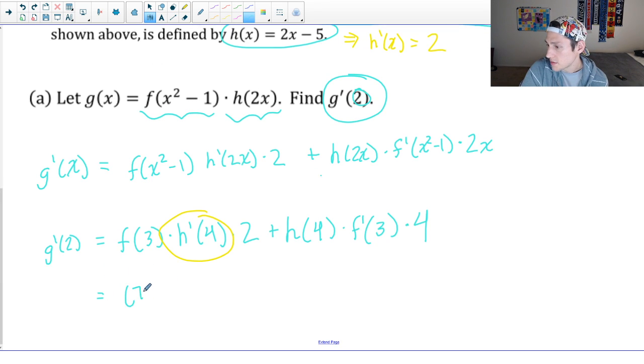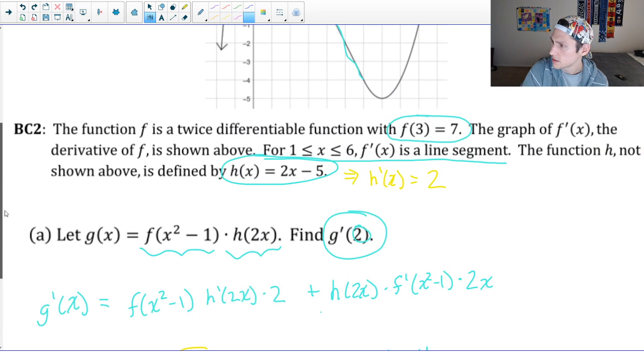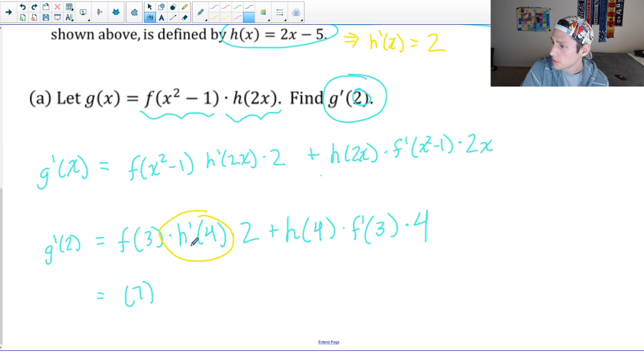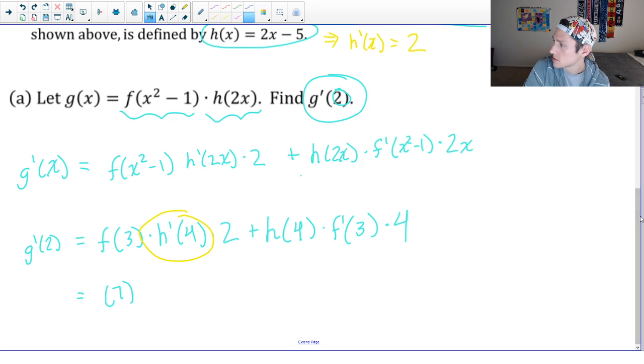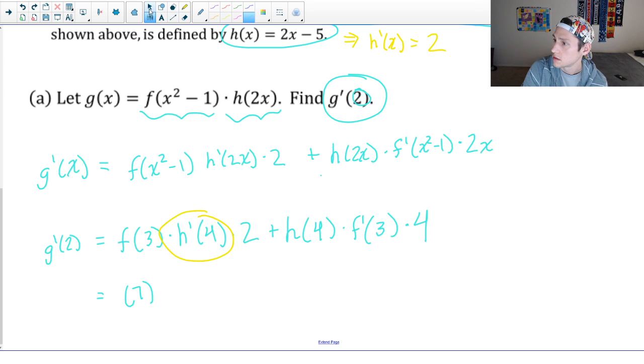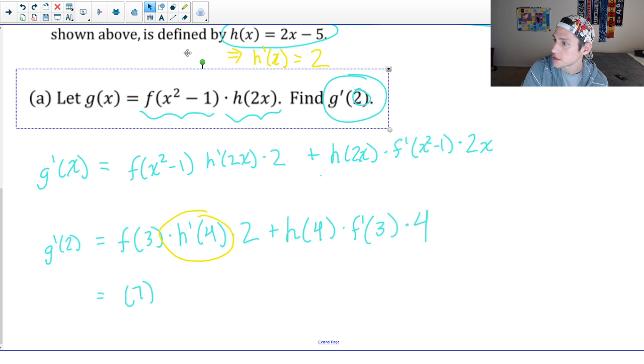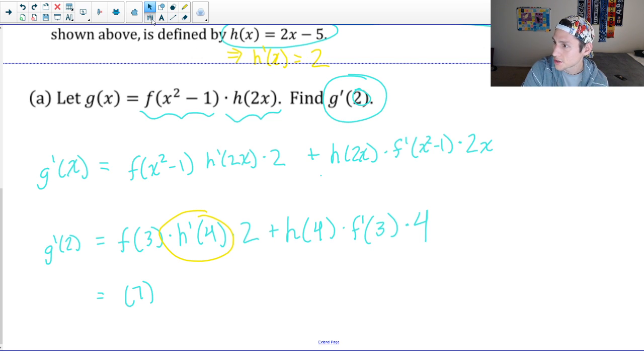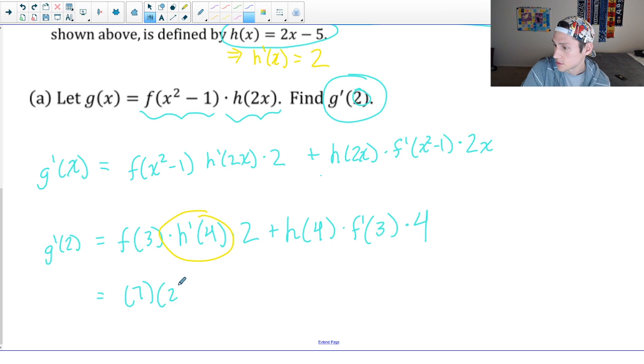Right, f of 3 is 7. That was what it was. H prime of 4. So here's h prime. Can you guys see that? Right, this yellow equation is h prime. So if I plug in 4, well, h prime is still just 2. So times 2, and then times 2 again. Plus h of 4. If I go to my original equation, h, 2 times 4 is 8. 8 minus 5 is 3.